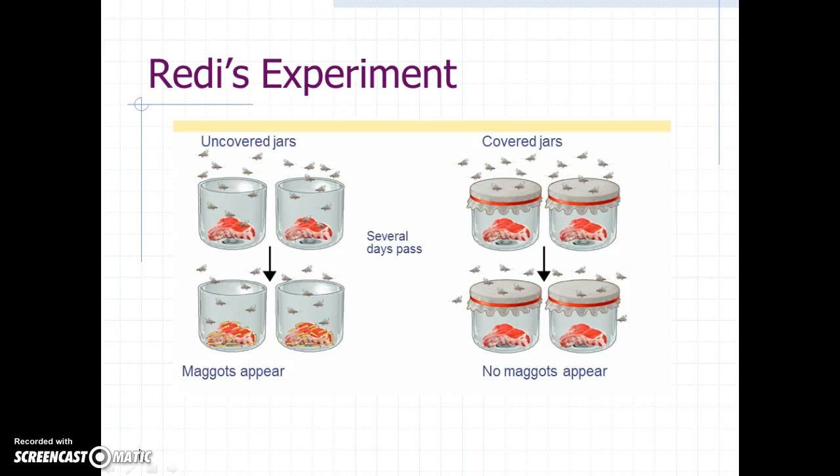So this is a picture of what he did. In his uncovered jars with meat, the flies were able to land on the meat. In the covered jars, they were not. And in the uncovered jars, you see that maggots appeared, but no maggots appeared for the covered jars.